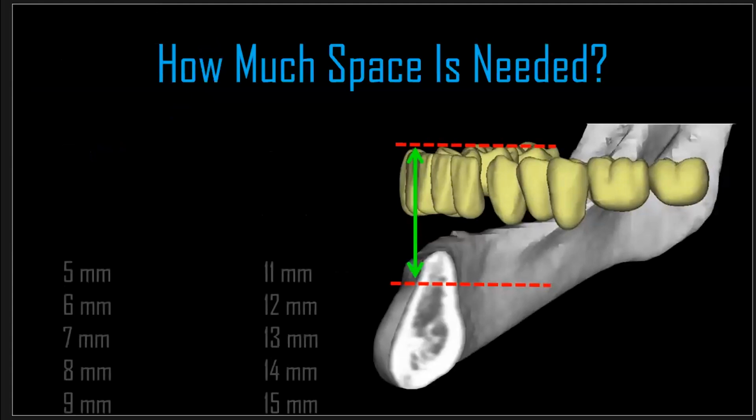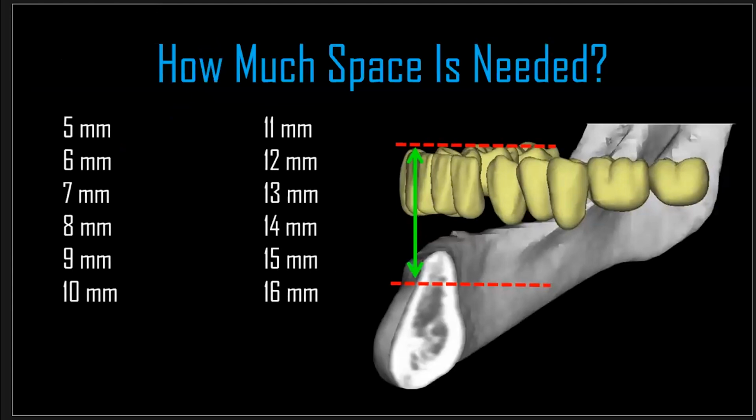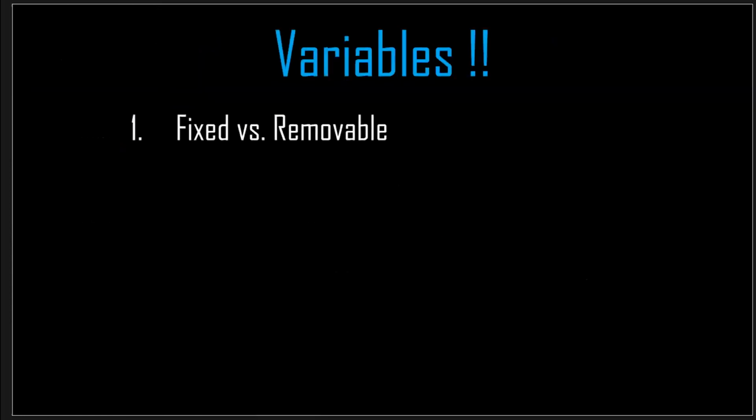Looking at the space requirement, there isn't a set number. You can't just say every single patient needs 10 millimeters. There's many, many variables that we talked about. So whether it's a fixed versus removable prosthesis, the type of prosthesis, is it going to be replacing the gingiva? Is it just replacing the teeth?